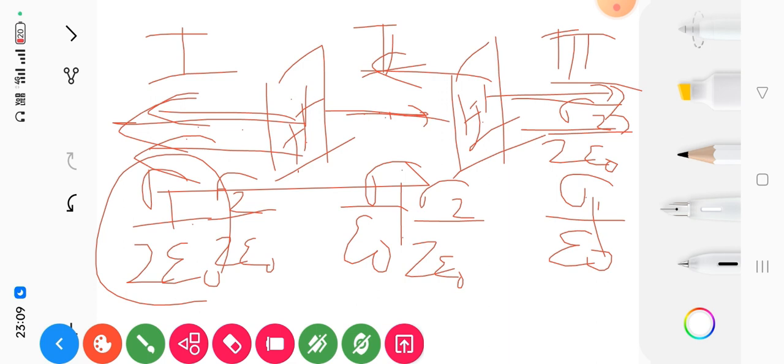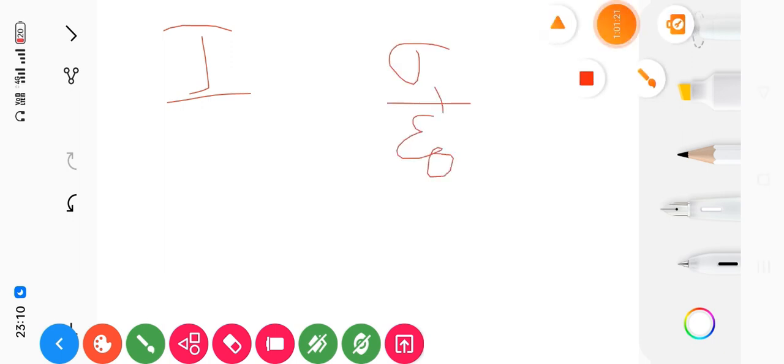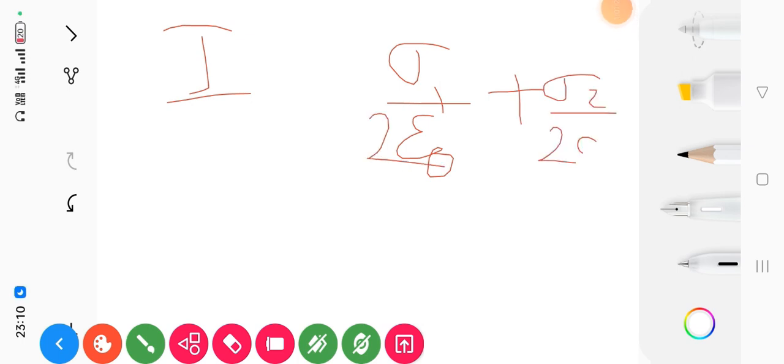So for the first region, they will add up, so it will be sigma 1 upon 2 epsilon naught plus sigma 2 upon 2 epsilon naught. What if the two surface charge densities are the same? They are equal charge in the two bodies, and they are the same area. Okay, then in that case, it will be only sigma, and it will add up to sigma upon epsilon naught. This is a special case if the surface charge density on both sheets is the same.